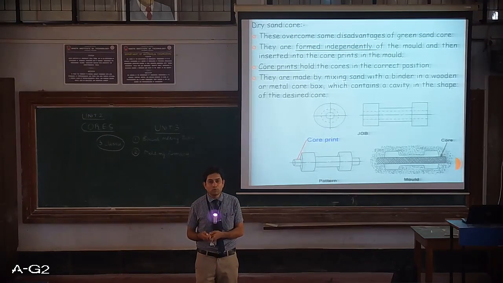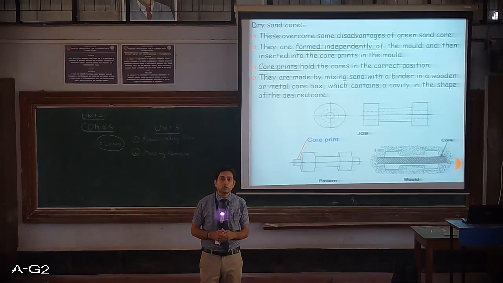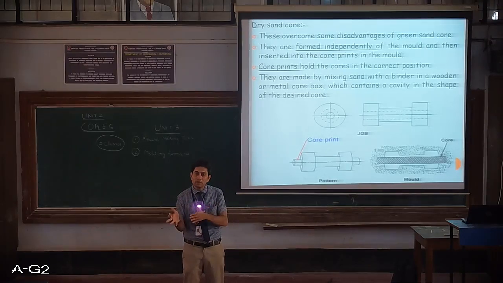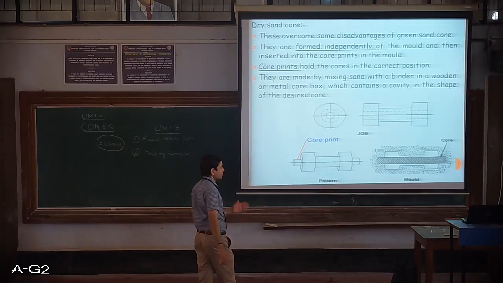Sometimes it can be made up of wood. Sometimes it is made up of ferrous metal like steel, or non-ferrous metal like aluminum. So there will be separate boxes in which you will make the core, the dry sand core, then bring it over here and make use of it. So that's what I have written.